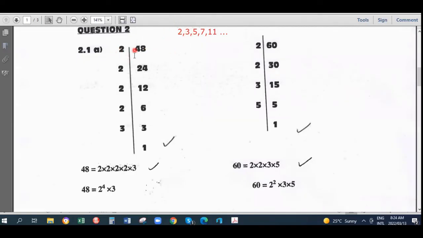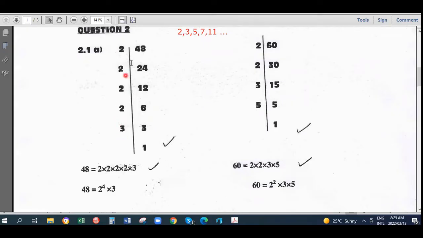So you take your first prime number and you complete the division. When the first prime number cannot divide into the number that's left over, you go for your second prime number. So 3 divides into 3 one time. Once you have 1 as your final answer, then you have completed. These are your prime factors.